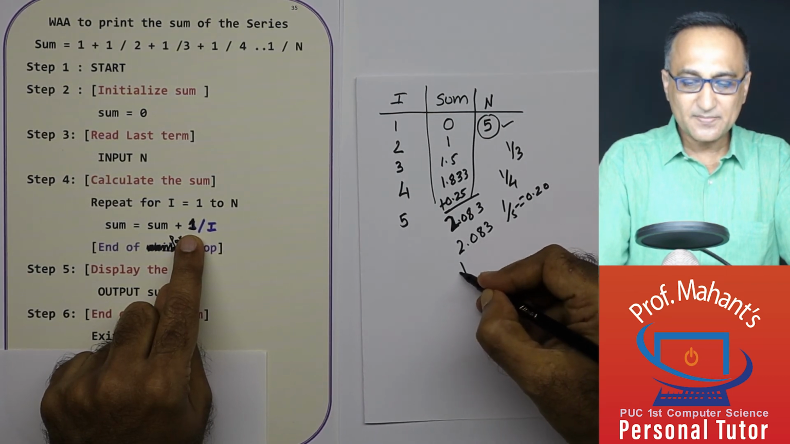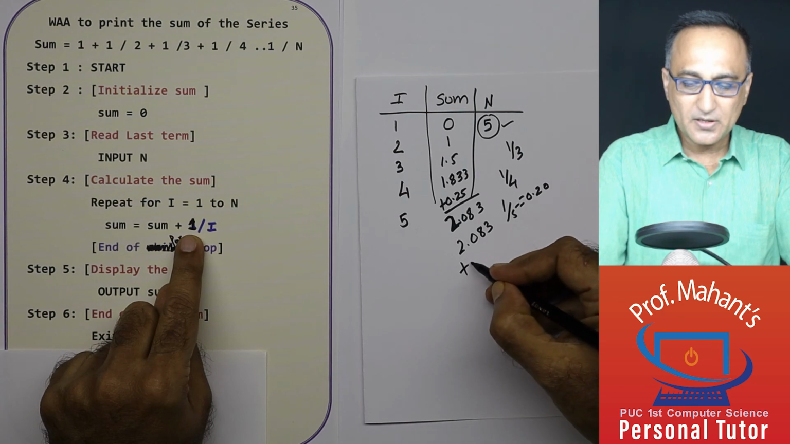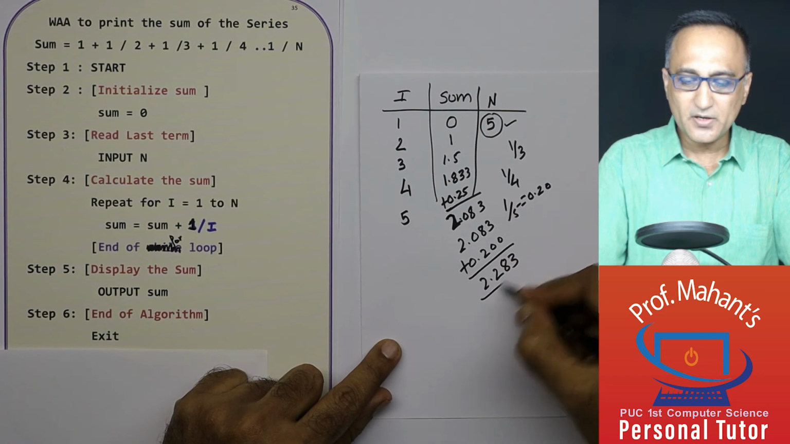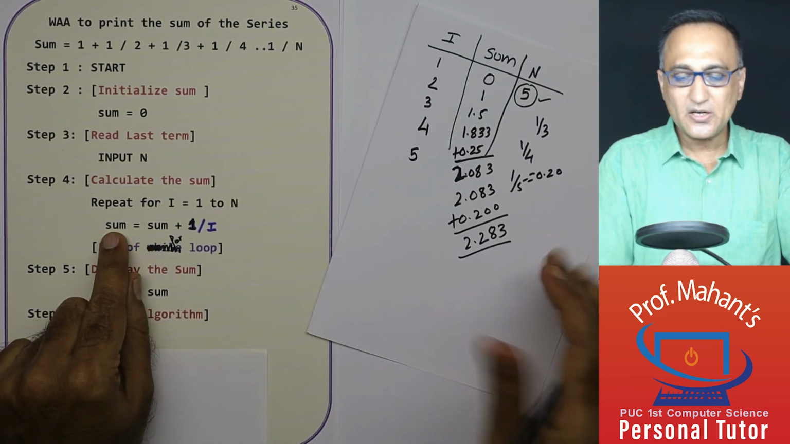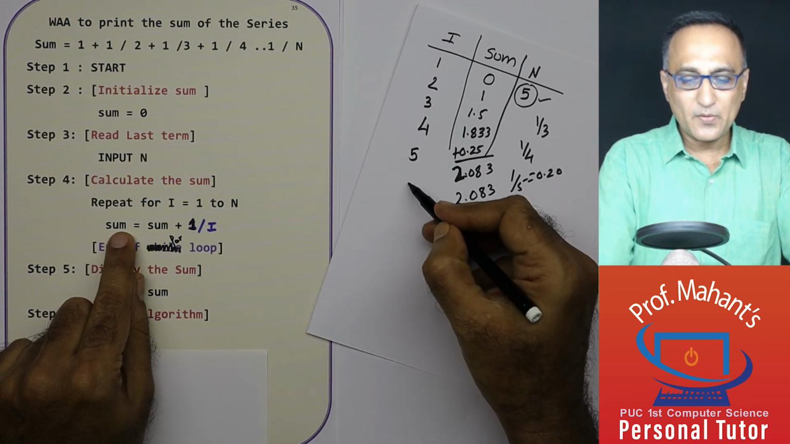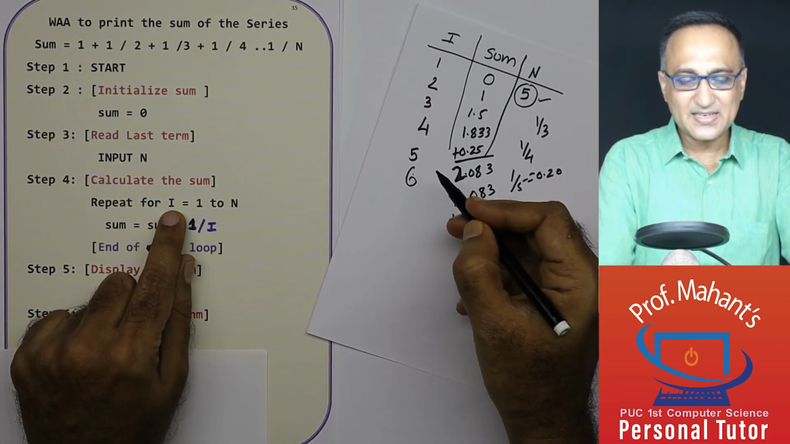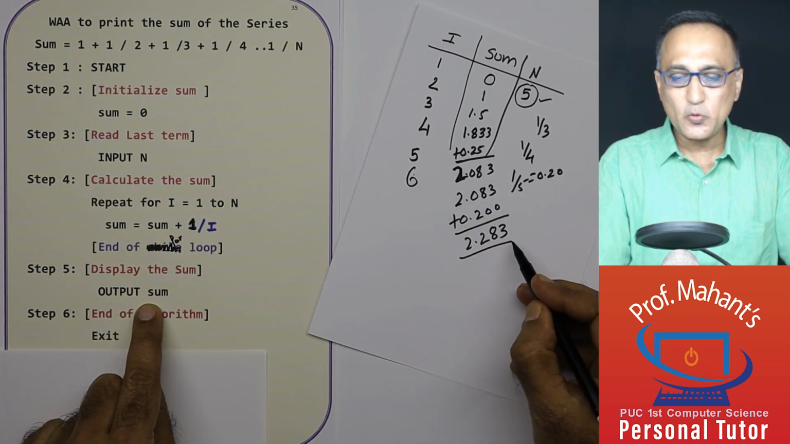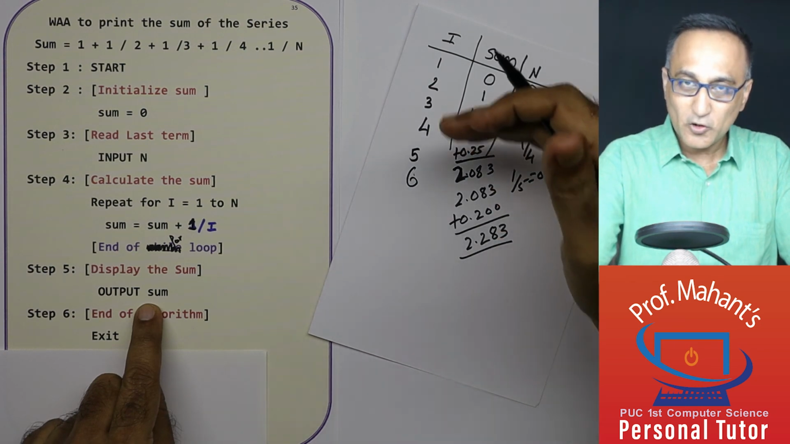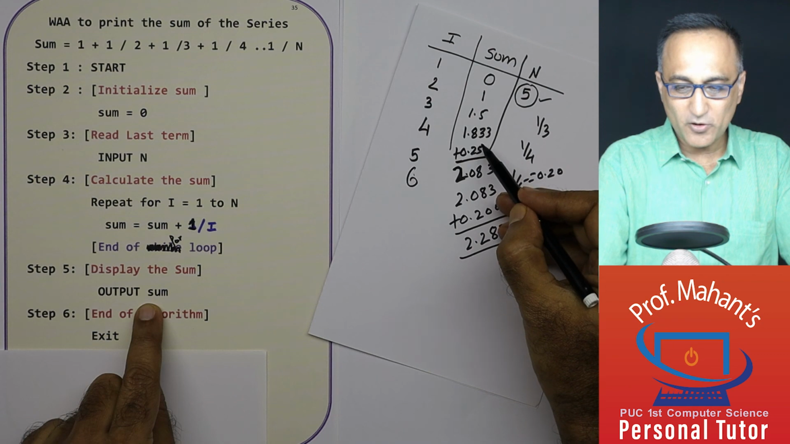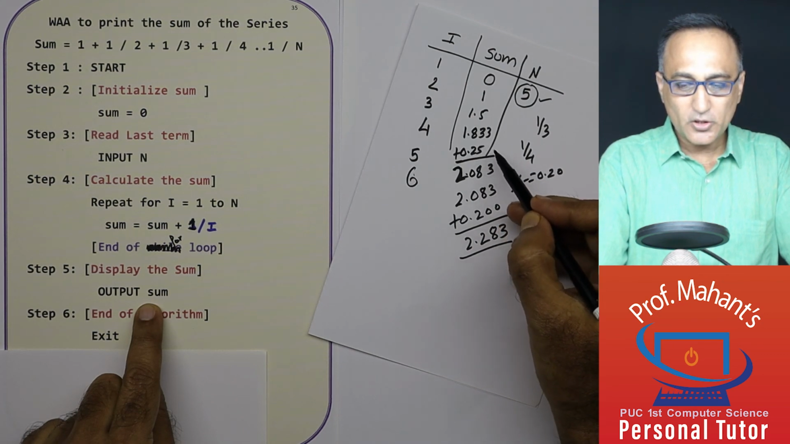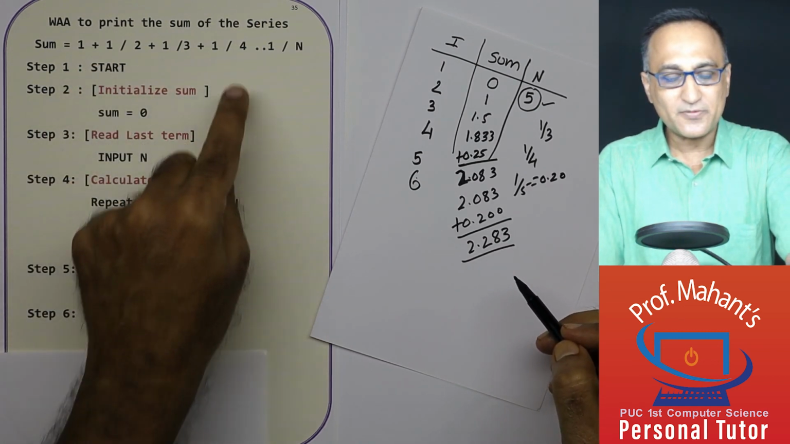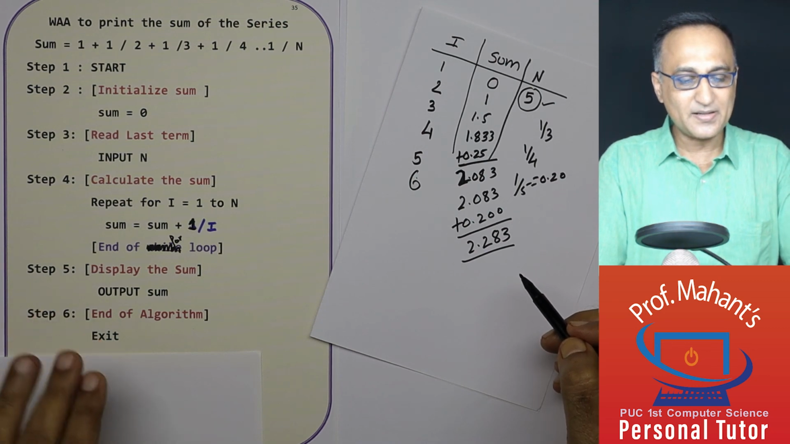2.083 plus 0.20 is equal to 2.283. So sum now is 2.283. But the value of I after this becomes 6. It has crossed from 1 to 5, so I come out here and display the sum. It is 2.283. I'm not sure this is perfectly right, but the logic is 100% correct. You can see that I have not missed any addition here. Once you do this, you will understand this is the way you calculate the sum of this particular series, and then you find the sum and then you halt.